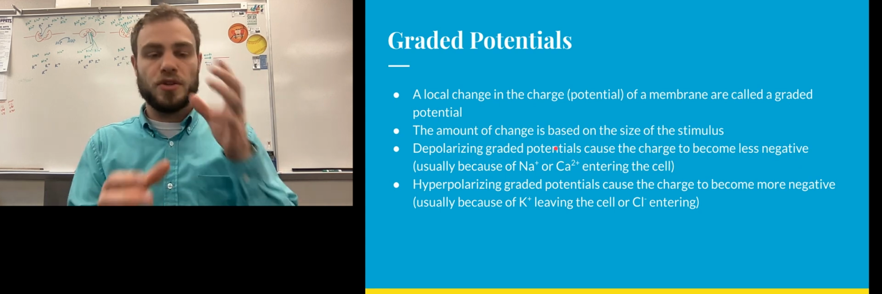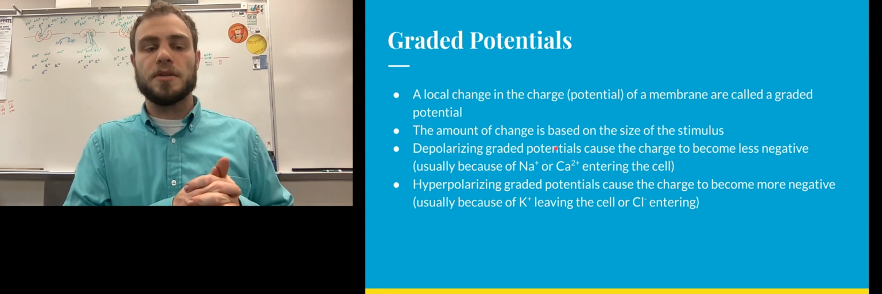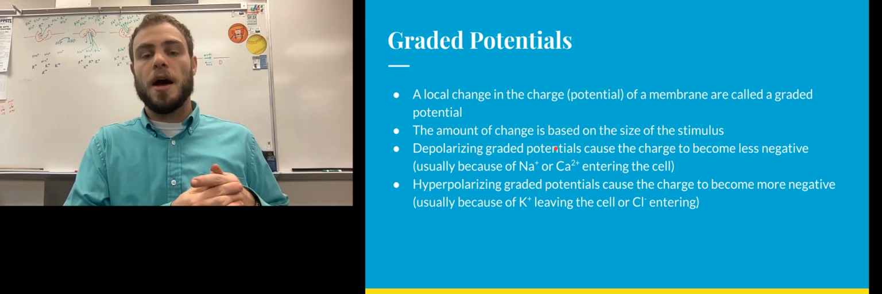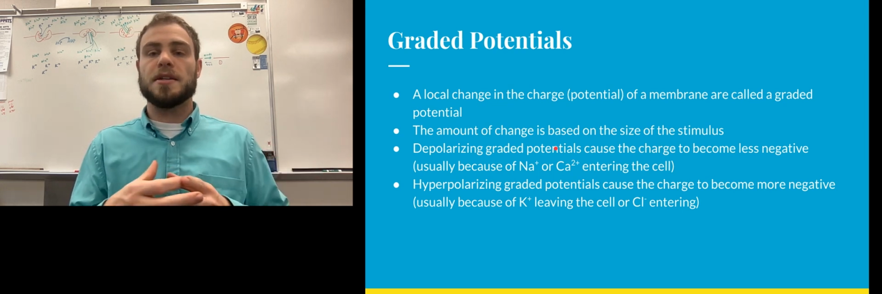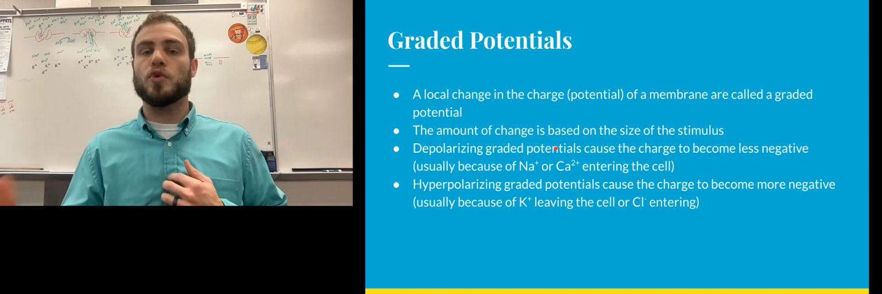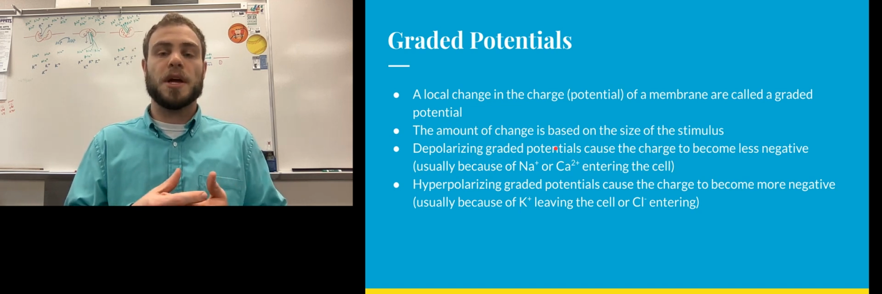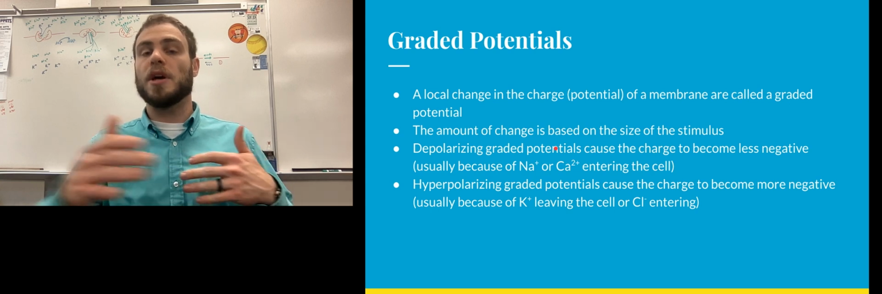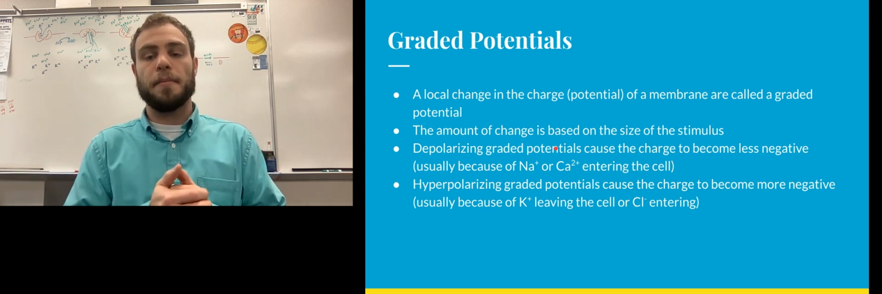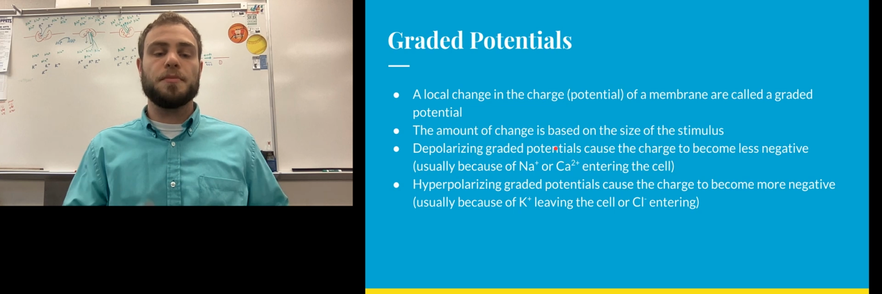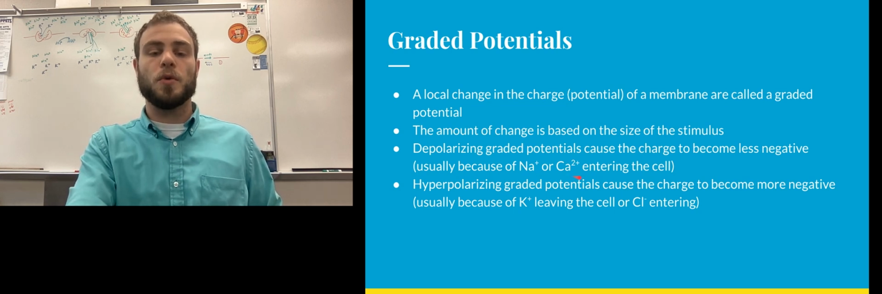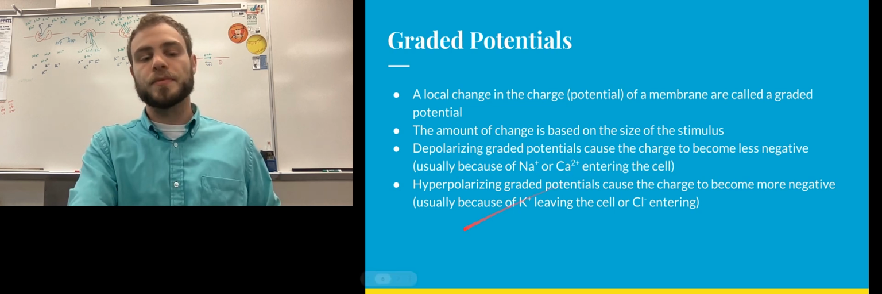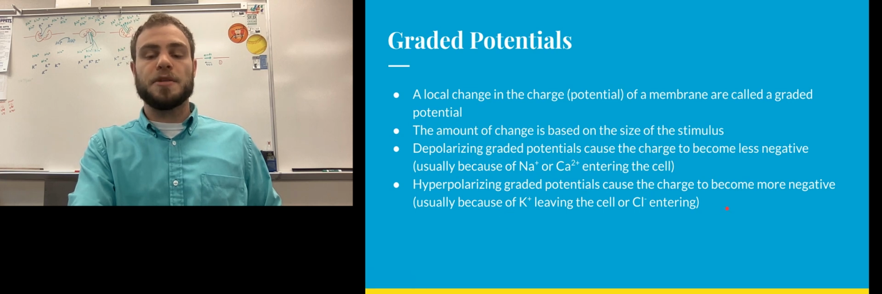And so if you have depolarizing graded potentials, that means you have a certain part of this neuron receiving a depolarizing charge, which is causing it to become less negative, or you can think it's moving towards the positive. We say that it's becoming less negative because it's starting at negative 70 millivolts and progressing towards zero until it gets above that. Usually depolarization is going to occur because sodium or calcium is entering the cell.